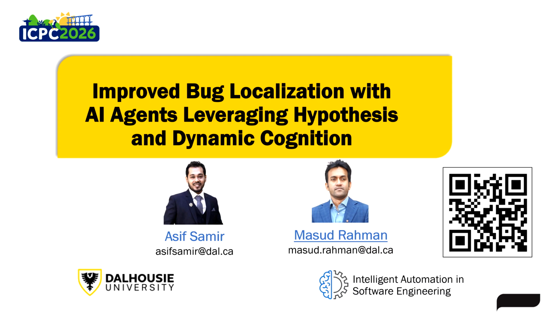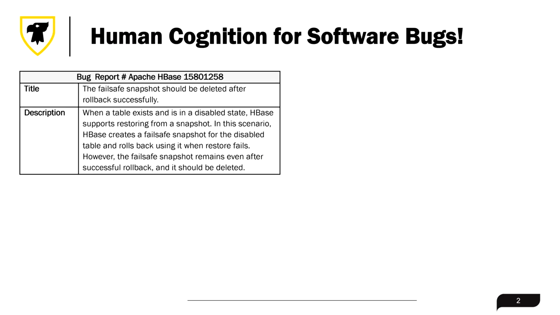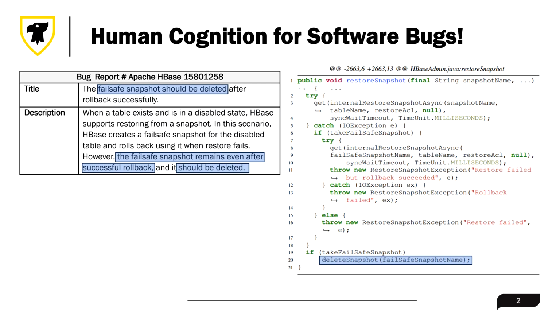Now, clearly, we do not need a separate introduction about software bugs, but let me present one bug report from an Apache-based system. Here the bug is that after a successful rollback operation, the fail-safe version of a table should be removed, but for some reason it is still there. If we look at the code, this method should be invoked, but for some reason it is not. So let's take a look at the code.